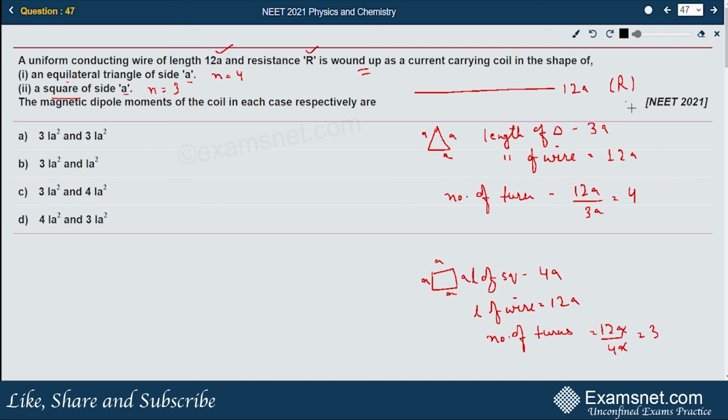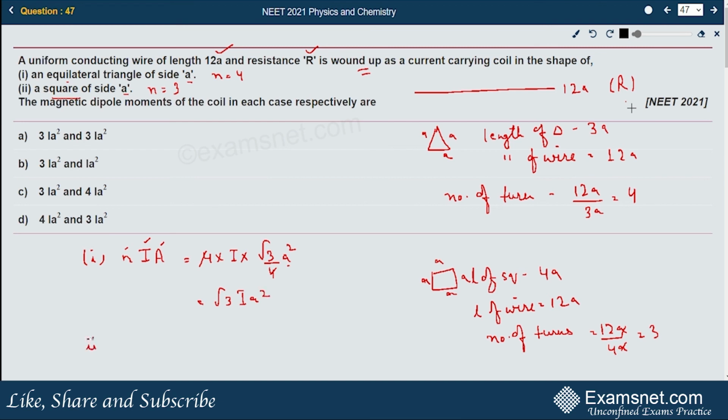For the first one, we know that the formula for magnetic moment is N into I into A, where N is the number of turns, I is the current, and A is the area. So the number of turns for the equilateral triangle is 4, current is I, and the area for an equilateral triangle is root 3 by 4 A square, right? This is the formula for the area of an equilateral triangle, where A is the side of the triangle. So if we solve this, we'll get root 3 I A square.